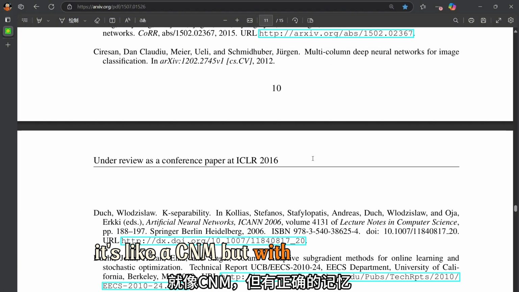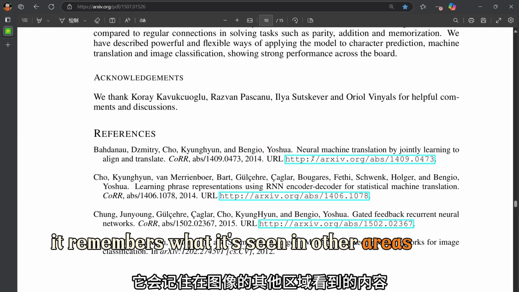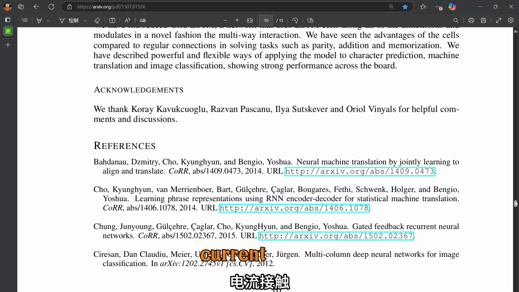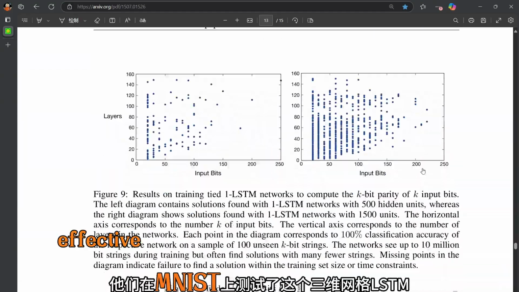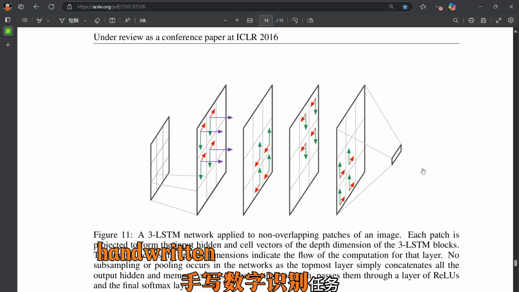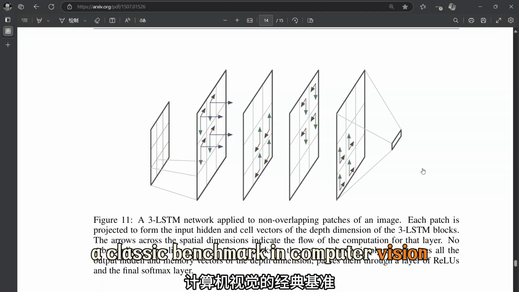It's like a CNN, but with a memory, right? Yeah, that's a great way to put it. It remembers what it's seen in other areas of the image and uses that information to make better decisions about the current patch. And the paper shows that this approach is surprisingly effective. They tested this 3D Grid LSTM on the MNIST handwritten digit recognition task, a classic benchmark in computer vision.